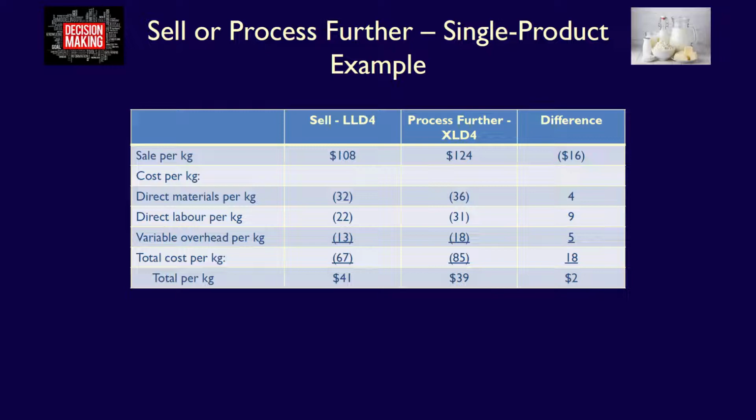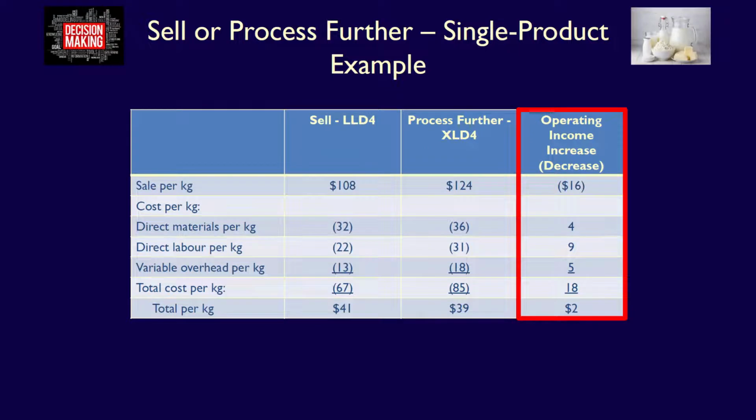Okay, exactly what does this mean? The difference in column 4 is equal to the increase, if it's a positive number, or decrease, when it's negative, in operating income per kilogram when we compare the two alternatives. In this case, the company's operating income will increase, because the number is positive, by $2 per kilogram if the company decides to sell LLD4 as is.